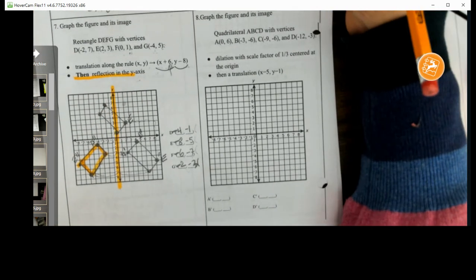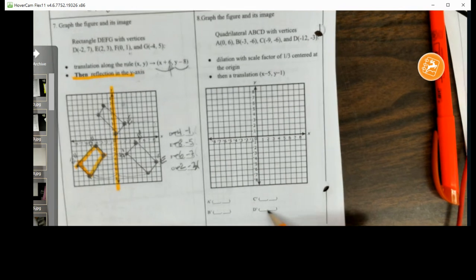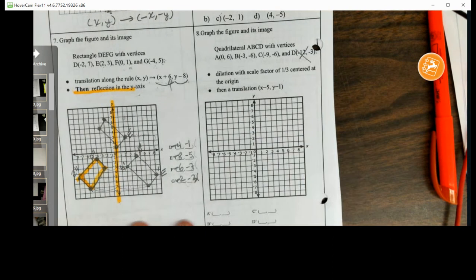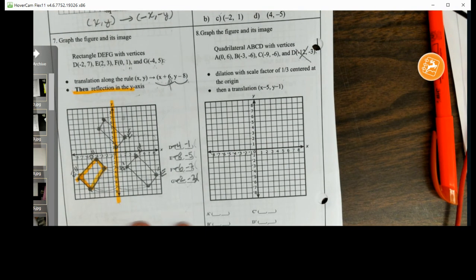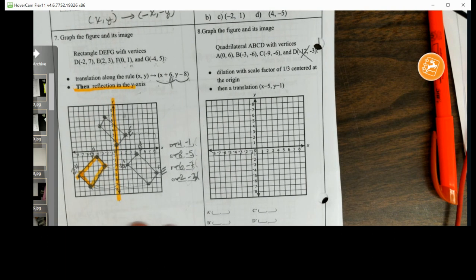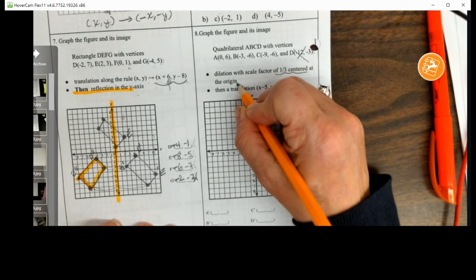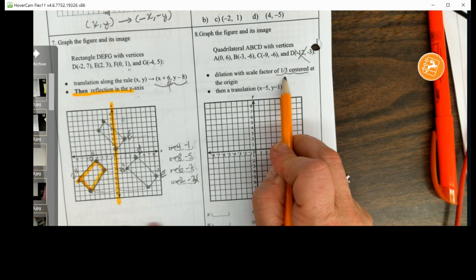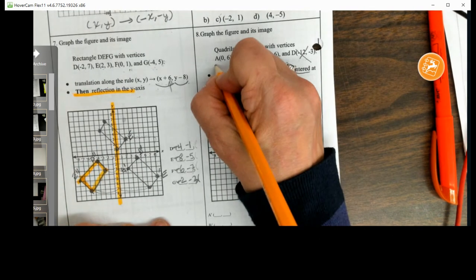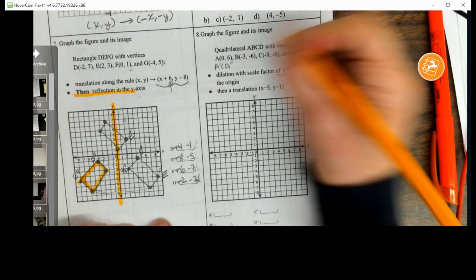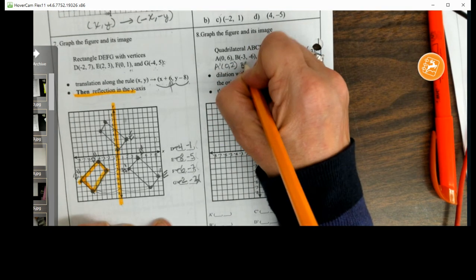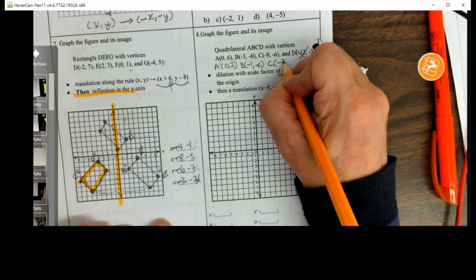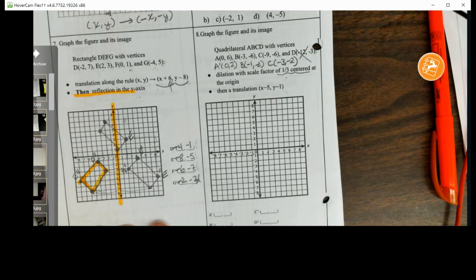Let's look at the next number. It is also a two-part problem. I think we figured out that D is off the page, so we're just going to eliminate it and create a triangle. Now we want a scale factor of 1/3 centered about the origin. So our new points, we're going to multiply by 1/3, or divide by 3. It's the same. My A becomes A prime (0, 2). B becomes (-1, -2). C becomes (-3, -2).